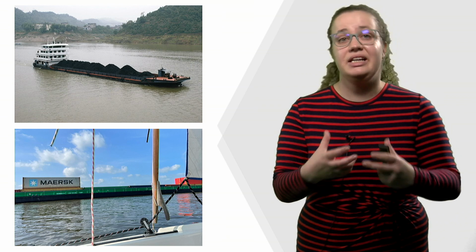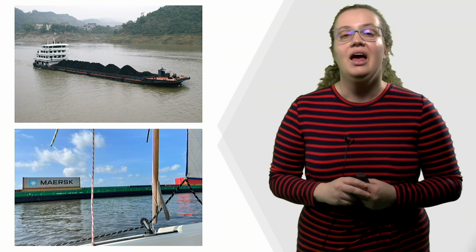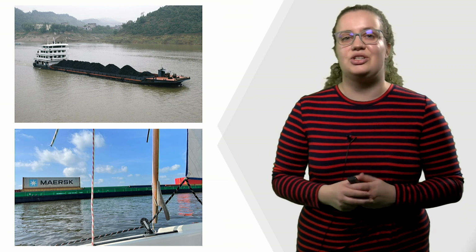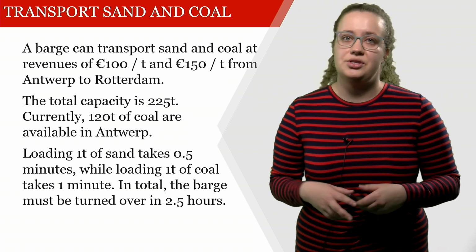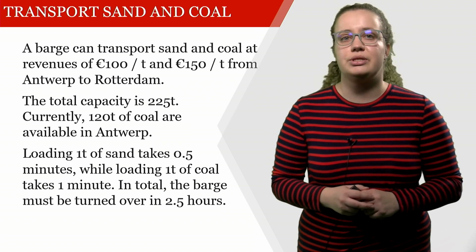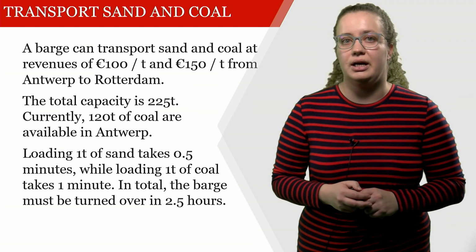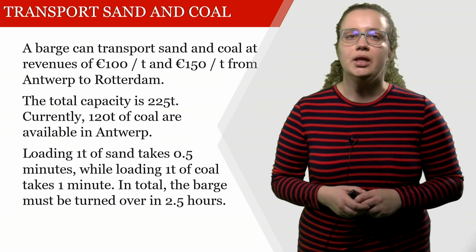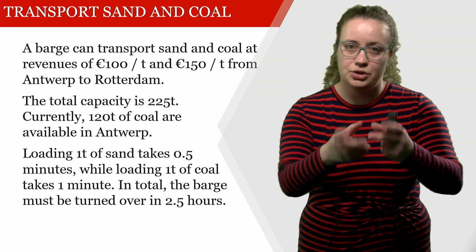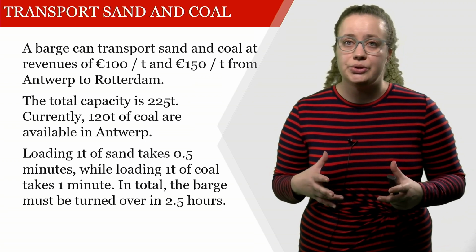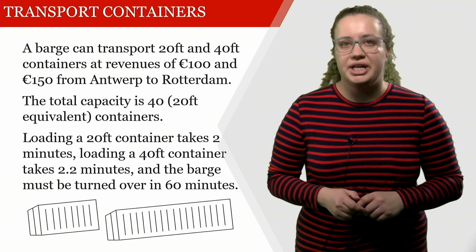When we looked at linear programming, we looked at the example of a barge transporting sand and coal, so a barge like the one on top. Now we're going to look into the lower case, so container-based transport. In our earlier example, the barge transported sand and coal at certain revenues. The barge was capacitated, so we were not able to load more than 225 tons of either sand or coal. We had some additional restrictions on, for instance, coal availability and the time that it took us to turn over this barge. Now we're going to slightly adapt this example to container-based transport.